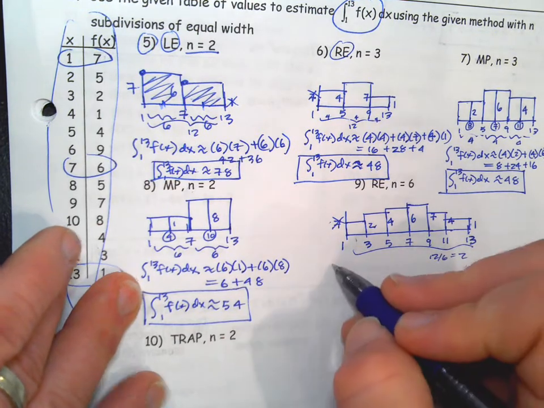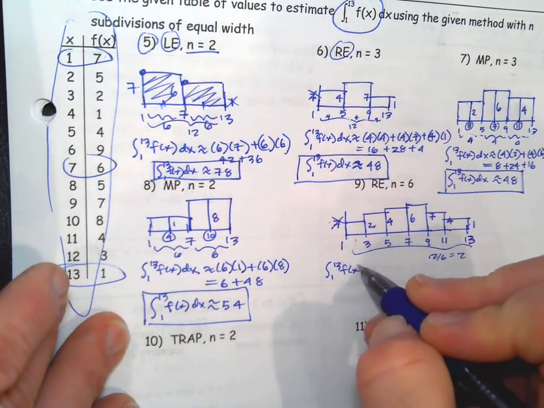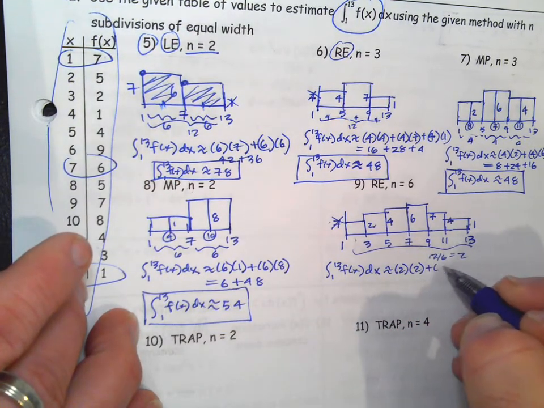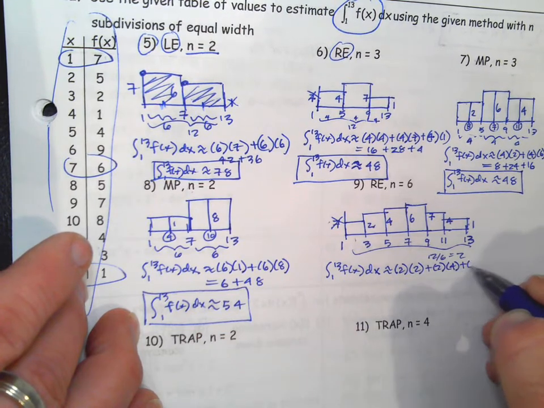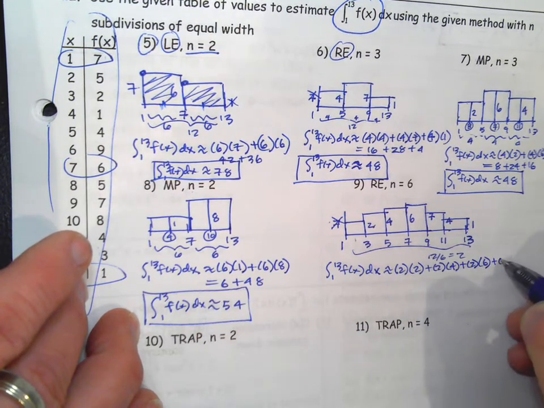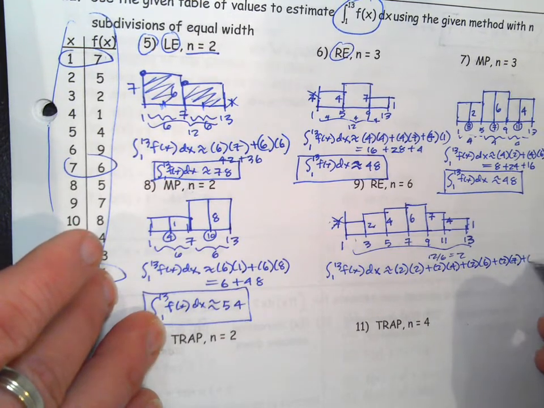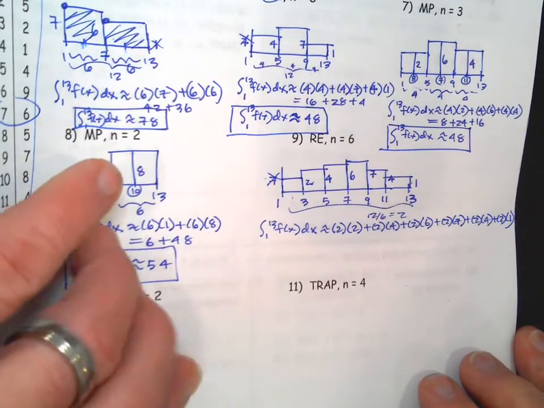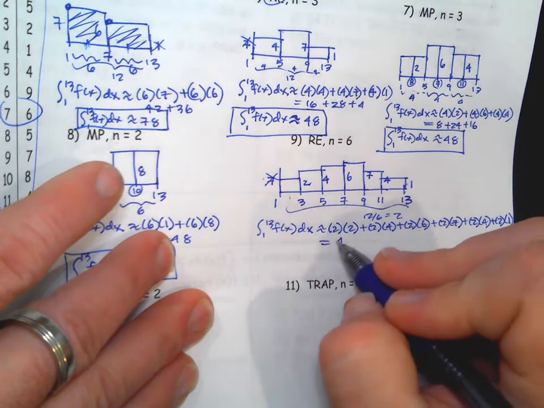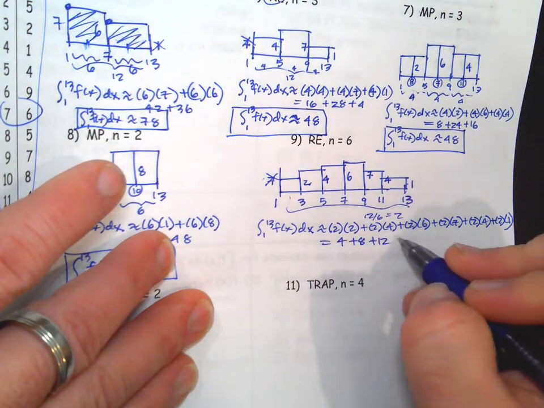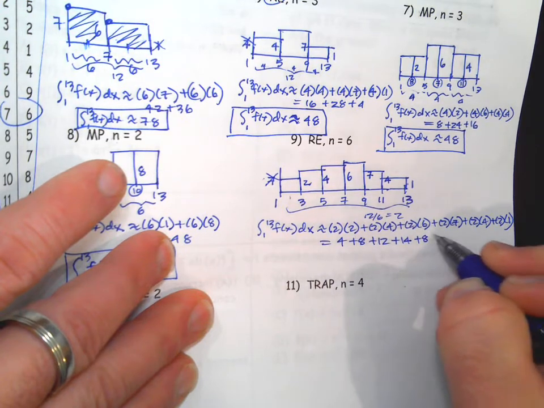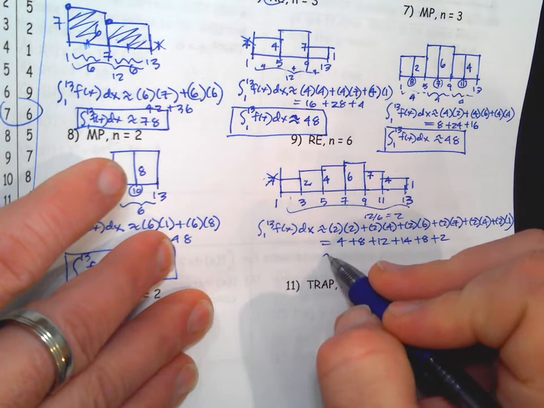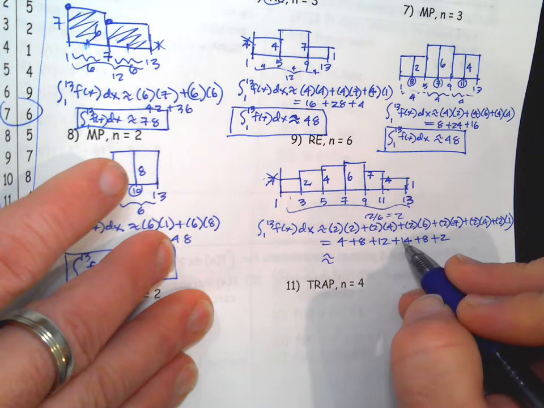All right. So the integral from 1 to 13 of f of x dx is approximately base 2 times height 2, base 2, height 4, base 2, height 6, base 2, height 7, base 2, height 4, base 2, height 1, which is 4, 8, 12, 14, 8, 2. And so that's going to be 12, 24, 28, 38, 46, 48.